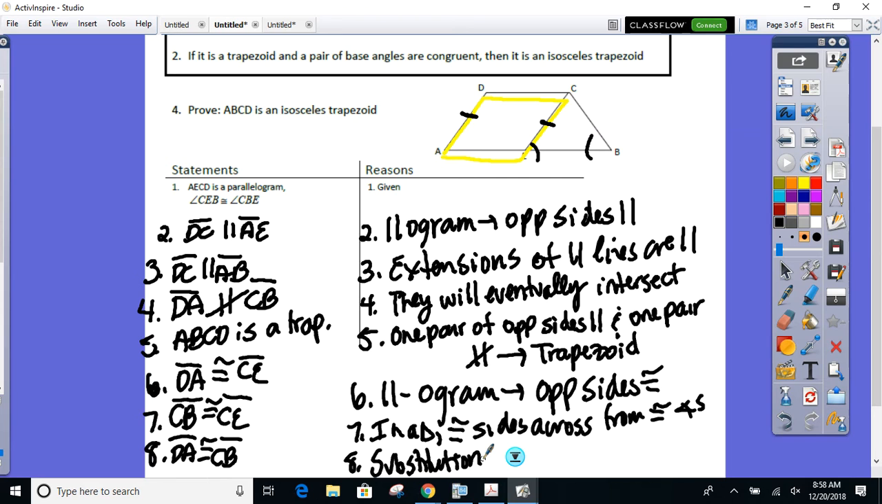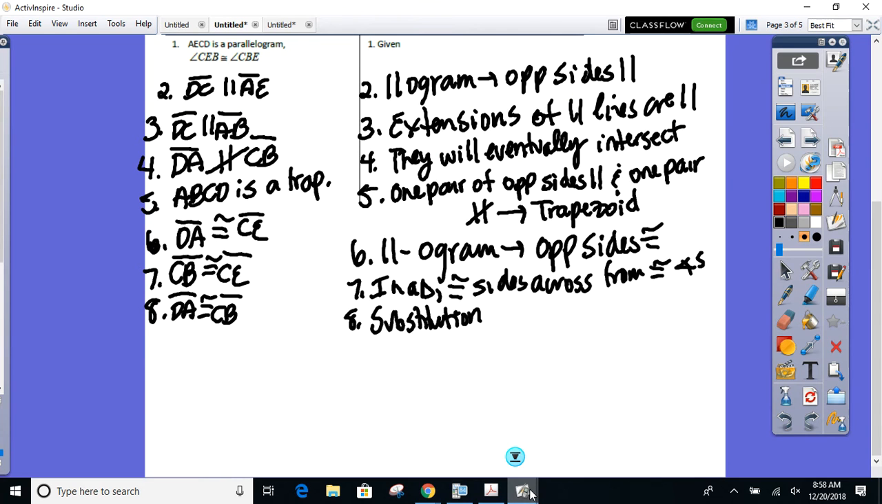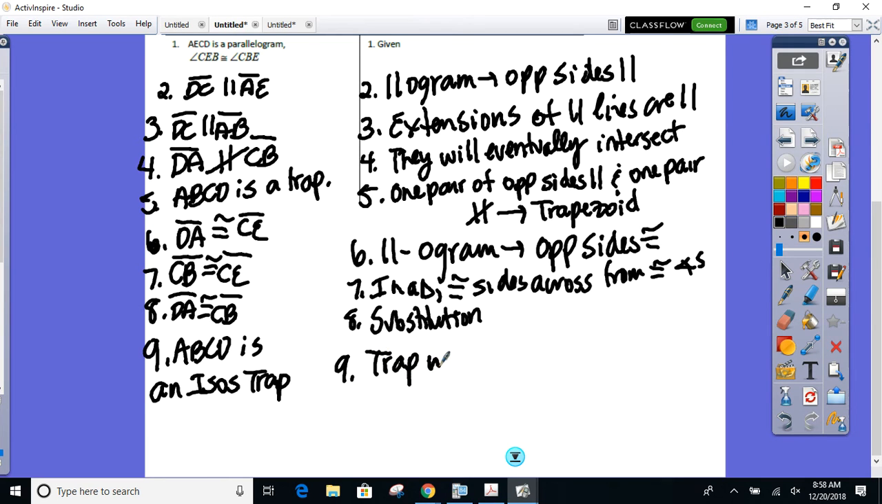And now, what do you know about this trapezoid? It is isosceles, yep. So ABCD is an isosceles trapezoid. Got a good reason for me? Just don't say legs are congruent. What did you prove it first? So trapezoid with what? Legs congruent implies an isosceles trapezoid.